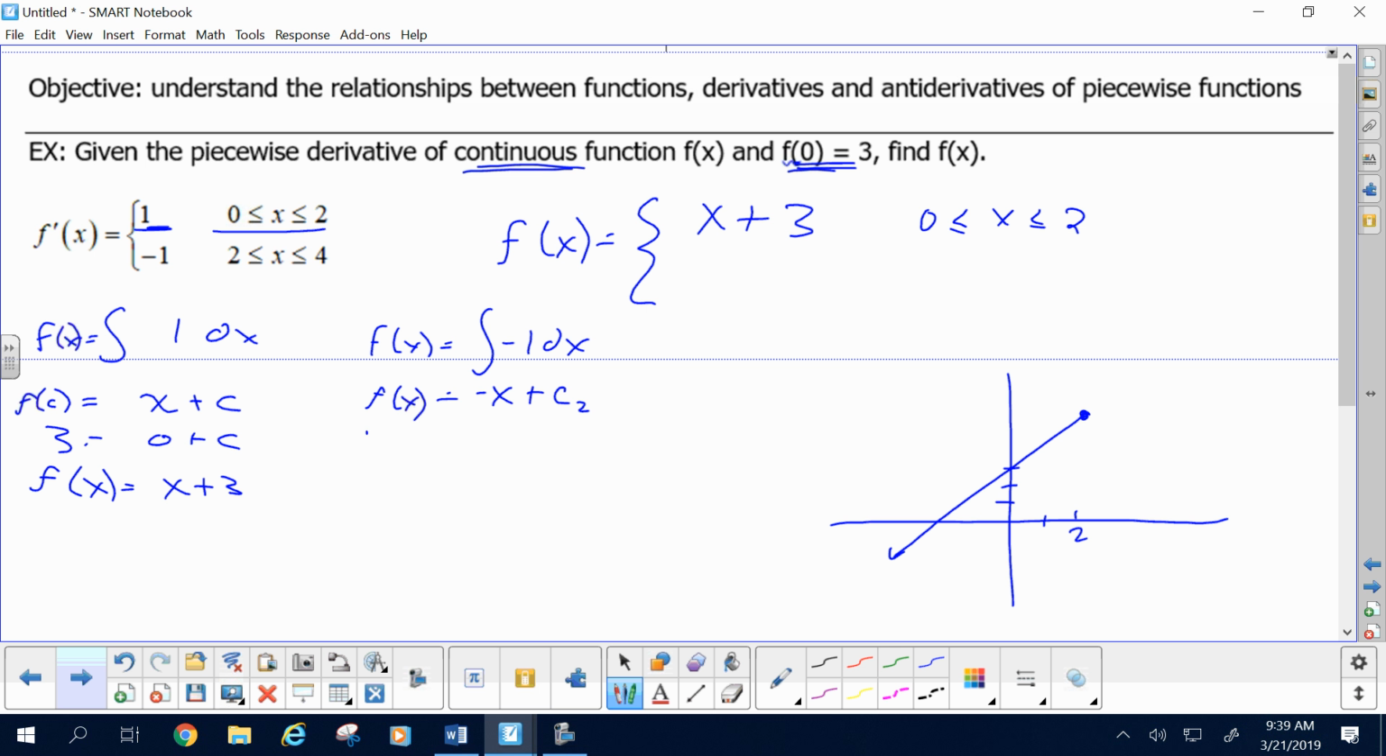Do not use 0 to 3. Why not? Does that point apply to this domain? X equals 0 isn't used for that function. So that is not a function or a point that applies. What point can you use to find c? We need to find something. What's a point? We just said where this leaves off, the next one has to pick up. So find the end point of the first branch.